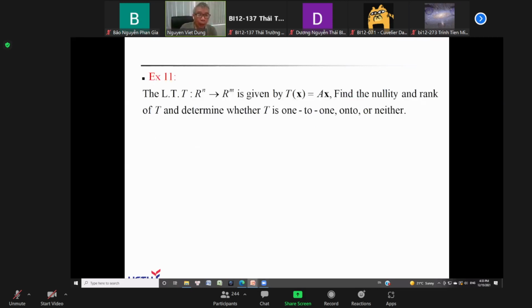And now we consider the examples. We consider T from R^n into R^m given by a matrix A like that. You are required to find the nullity, to find the rank of T, and to determine whether T is one-to-one.